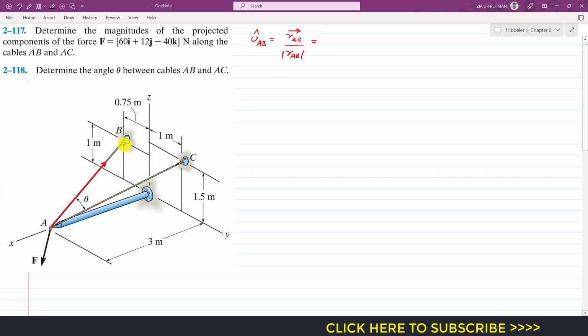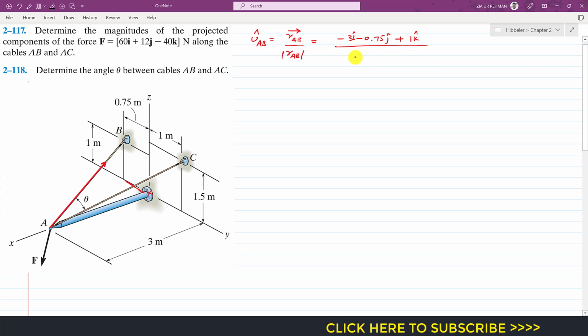So we can find the position vector directly. We need to move along the x, y and z axes to reach point B from point A. From point A we need to move 3 meters in the negative x direction, so I will write minus 3 i. Then we need to move in the negative y direction, and this distance is 0.75, so I will write minus 0.75 j. And then we need to move 1 meter in the positive k direction, so I will write plus 1 k.